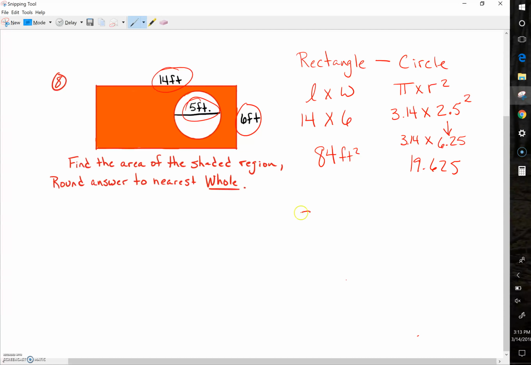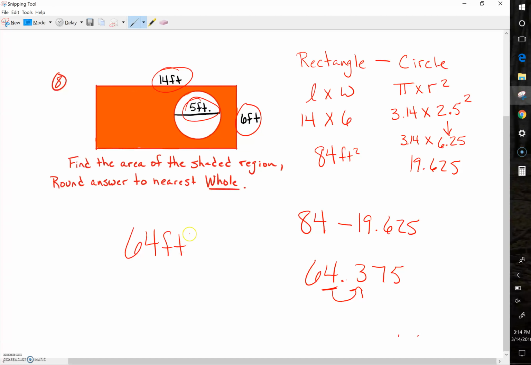So we're going to take our original area of the rectangle and take away 19.625. And you get 64.375. Directions say round to the nearest whole number. So that 3 again will keep us down, and the answer is going to be 64 square feet of shaded area.